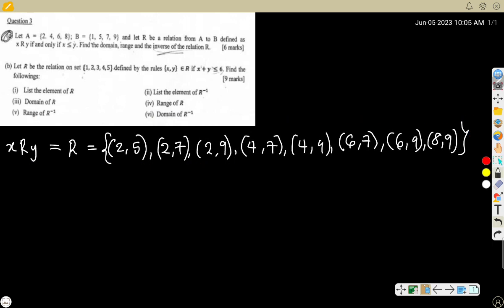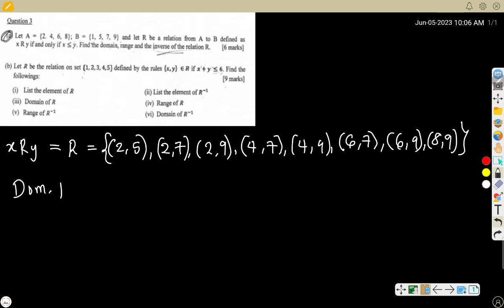Okay, so this is our R. So, domain. If R is a relation from A to B, then the set of all first elements of all the ordered pairs of R is called the domain of R. The set of all the second elements of all the ordered pairs of R is the range. So this is how we write domain.